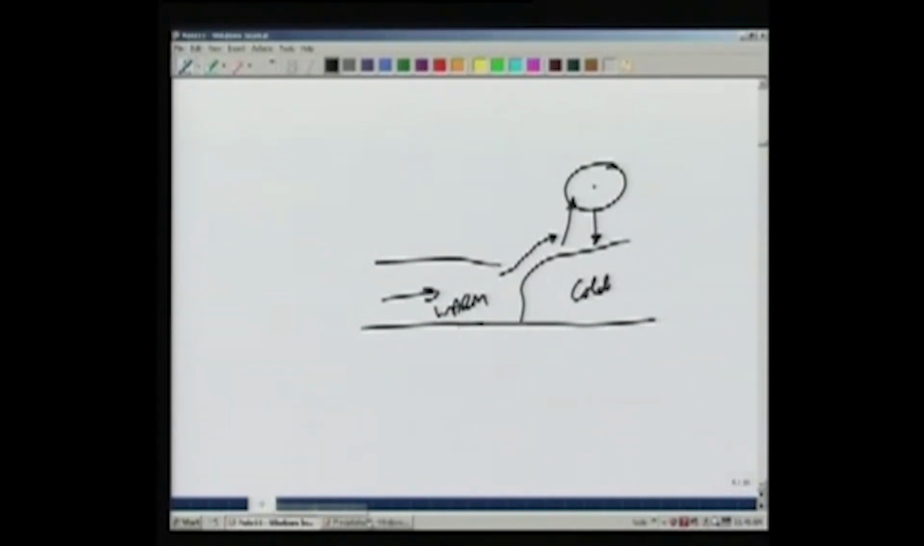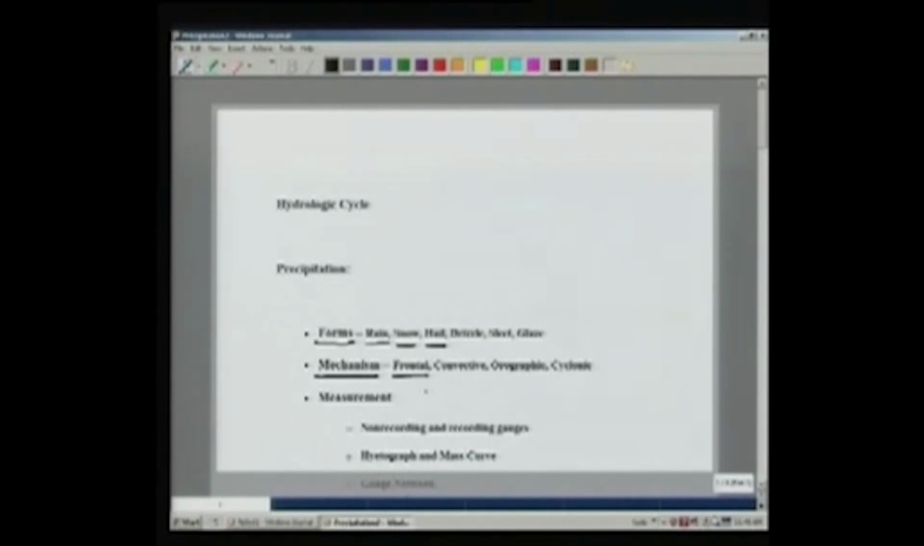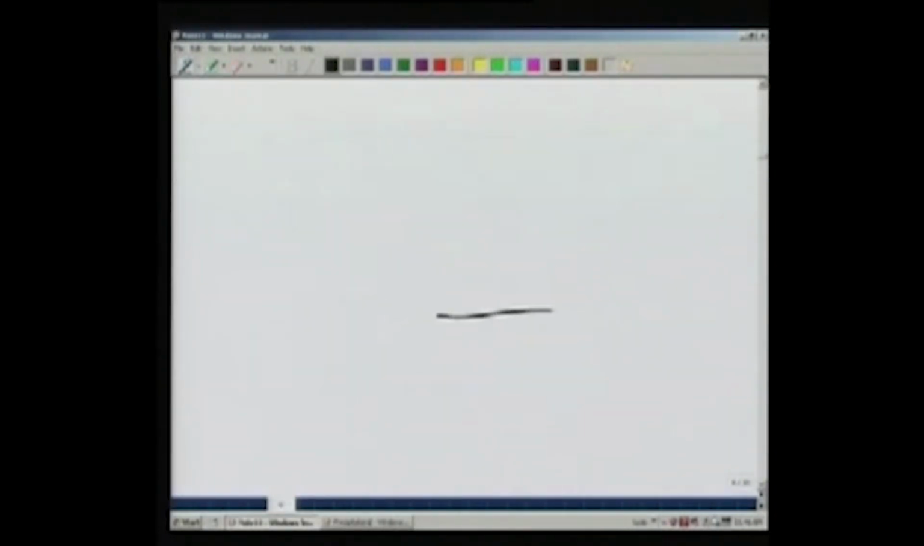So this is called frontal precipitation. In the next form, which is the convective precipitation, we have the surface of the earth which may be warmer, and therefore the air which is in contact with the surface, because of its high temperature and low density, tends to rise and sets up a convective current. Now when this air rises, again when it goes up it cools down, and therefore there will be some precipitation in the form of rain.